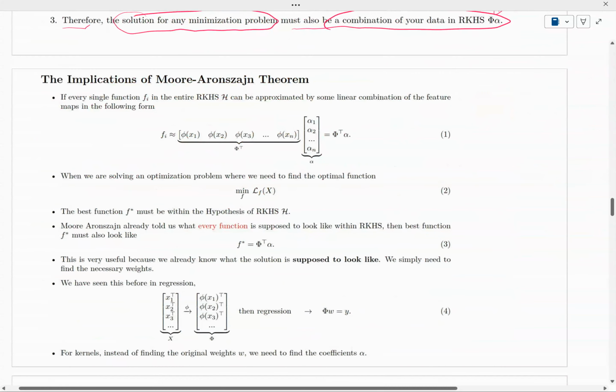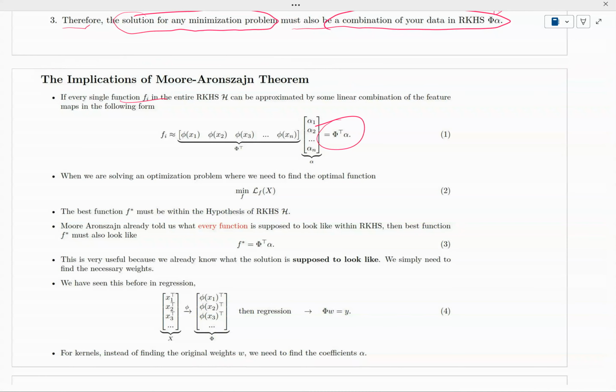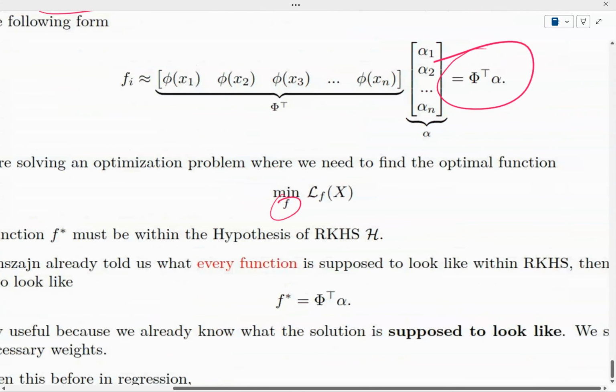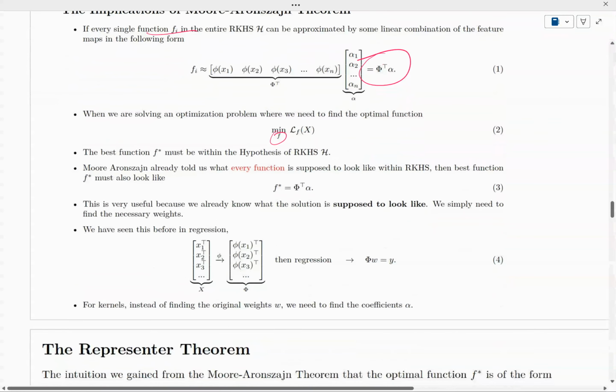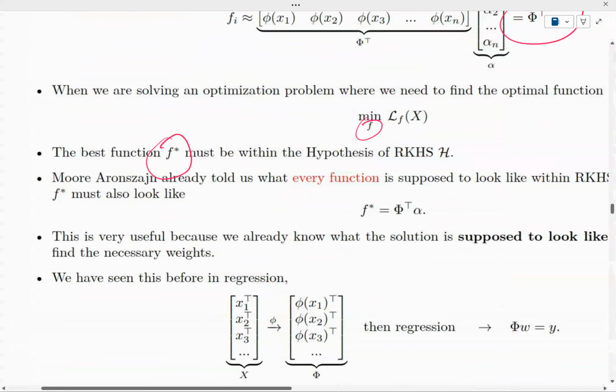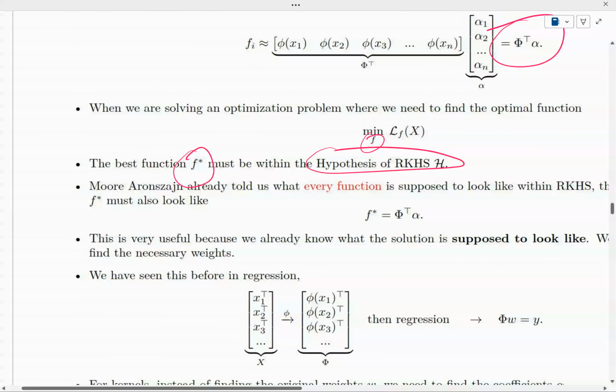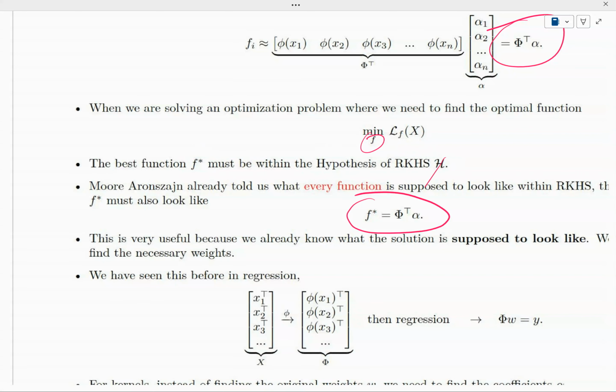Okay. Now, the implication of Moore-Aronszajn. If every single function can be represented in this form, it implies that for any minimization problem, where you're trying to find a function that minimizes some kind of loss function, like the average error or the cross entropy, that function, we'll call it the optimum function f star, must be within the hypothesis space of the RKHS. And the Moore-Aronszajn theorem tells us that the optimal function must look like this.